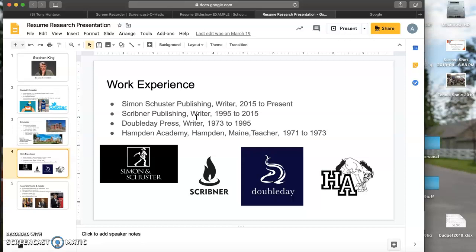In this case, I discovered that his most recent work was published by Simon & Schuster Publishing. His role at that company was to write, so therefore he was a writer. Dates of employment with them, 2015 to now, 2015 to present, all right? Before that, he was, again, a writer. He worked for Scribner Publishing from 1995 to 2015. His third least recent experience was from 1973 to 1995 as a writer for Doubleday Press.